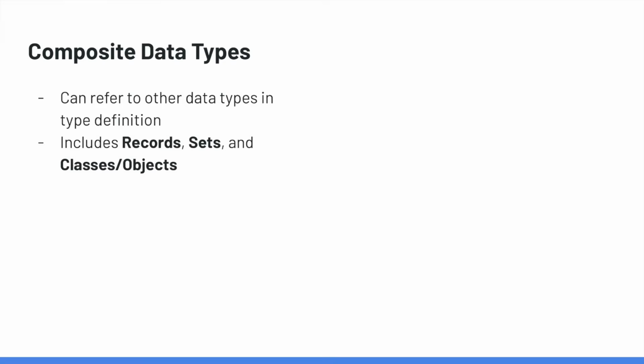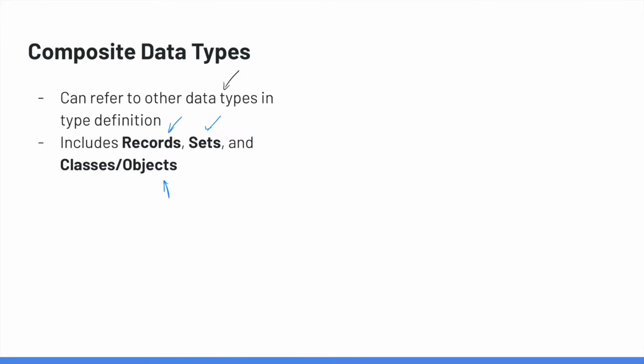So that kind of wraps up non-composite data types. Let's move on to composite data types. In contrast to non-composite data types, these can have other data types in their type definition. So this is a data type that can have multiple other data types as part of itself. Now, some examples of composite data types are going to be records, sets, and classes and objects.